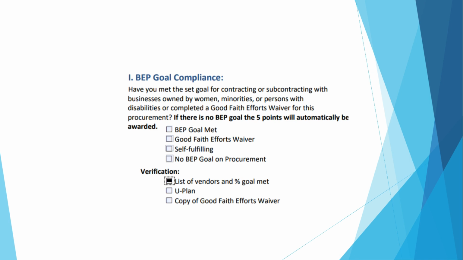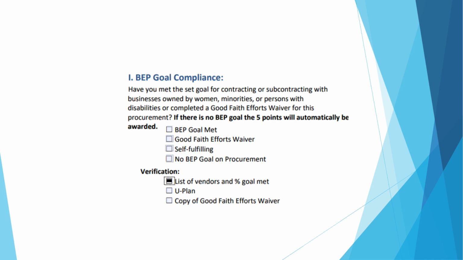Then they must provide some form of verification to back up their claim. If they haven't submitted their U-Plan yet, they can share a list of the vendors they will be using. If there is no goal, then they automatically get the 5 points to help keep from having to have multiple versions of this answer form.